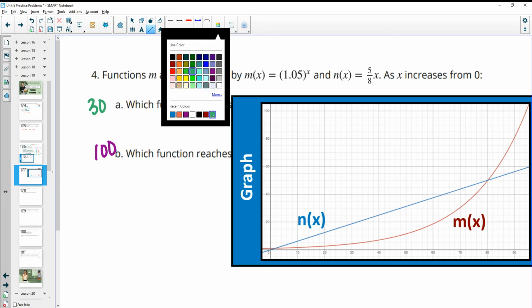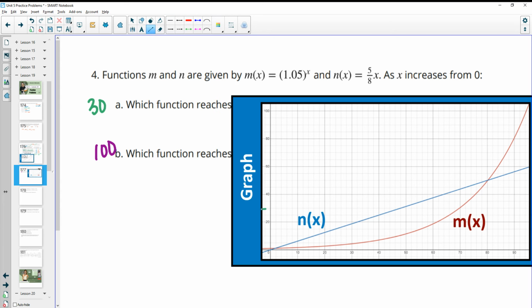So then you want to be looking at this output, right? So we want to find 30. So which function hits 30 first? Well, that's going to be n of x, right? Because it hits it at around like 46, but it definitely hits it first. So this is n of x.